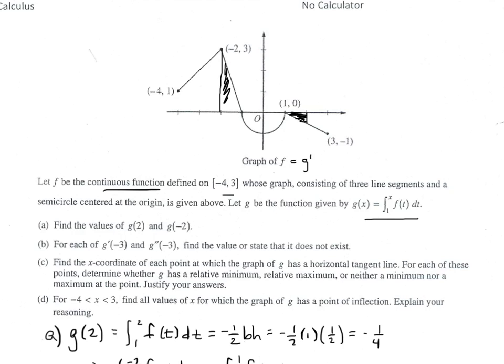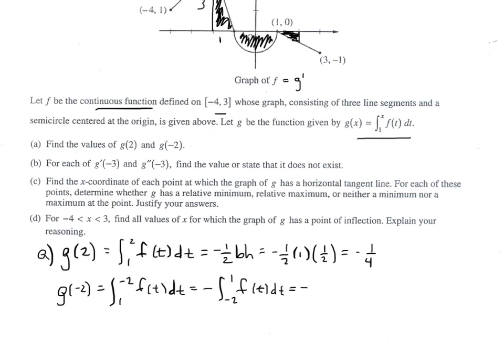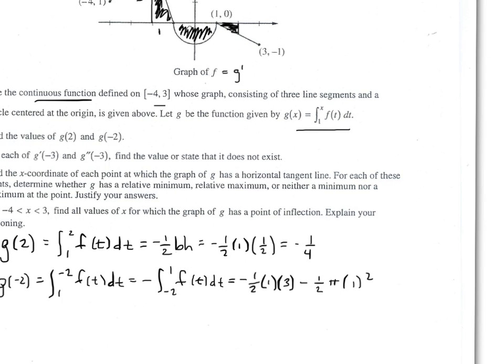We need to find the area of this triangle and then subtract out the area of this semicircle here. This triangle has a base of 1 and a height of 3. So it's 1/2 times a base of 1 times a height of 3, minus the area of the semicircle, which would be 1/2 pi r squared, and the radius is just 1. So that turns out to be negative 3 over 2 minus pi over 2.